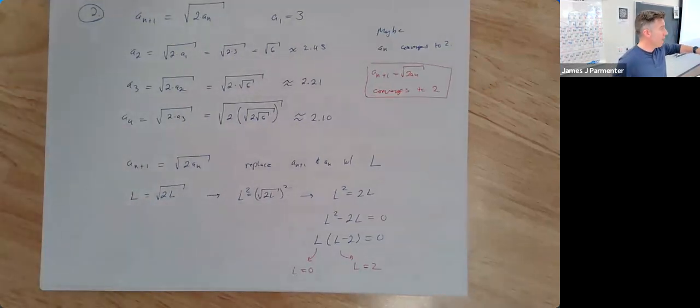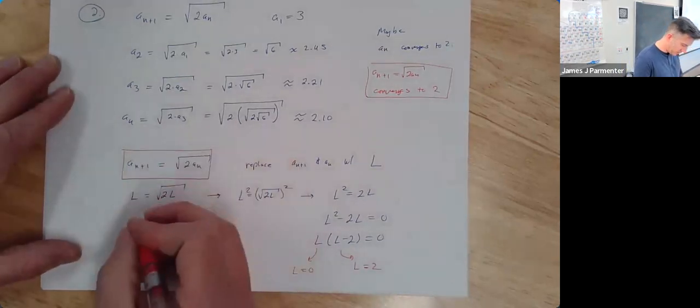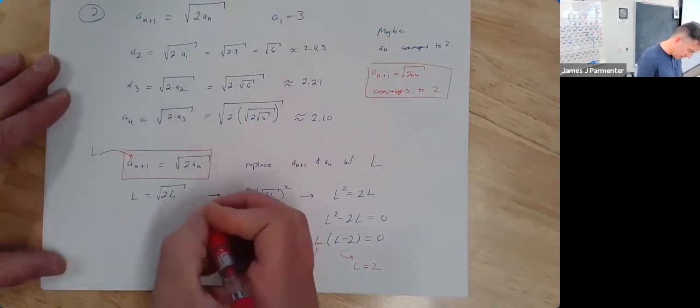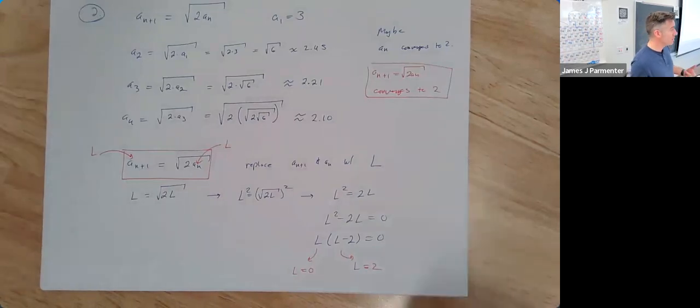L is the limit. So L is the thing that we think is the limit. It's saying, I've got my recursive sequence here, and all I did was substitute in L for a sub n plus 1, and for a sub n, also L. Because if the sequence converges to L, then both 0 and 2, which are not both the limit, are what are called fixed points.